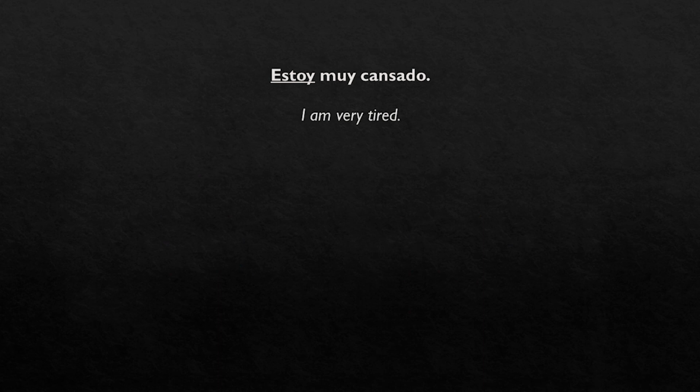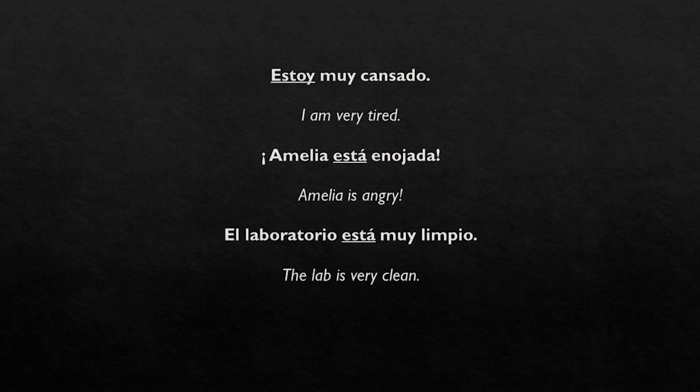Some examples of estar used to describe the state or condition of a person or an object. Estoy muy cansado. Amelia está enojada. El laboratorio está muy limpio. ¿Ustedes están ocupados? Fin, es todo.